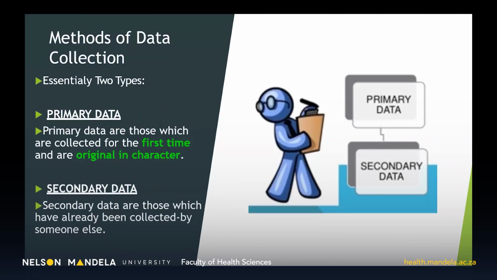Methods of data collection, essentially we have two: primary data collection and secondary data collection. Primary data collection is when you collect data yourself, for the first time. And secondary data collection is you using data that's already collected.